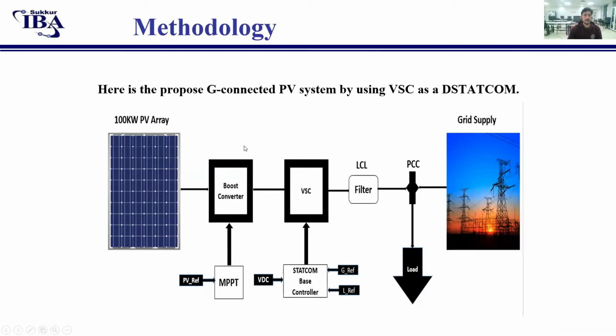So, methodology. Here is the proposed grid connected PV system by using voltage source converter as a DSTATCOM. Here I use a PV array of 100 kilowatt, a boost converter to boost the voltage of PV, and a voltage source converter with a STATCOM based controller. This is a smart technique. LCL filter for harmonic detection. And this is the grid supply toward load. And this is the point of common coupling of PV power and grid power toward load.